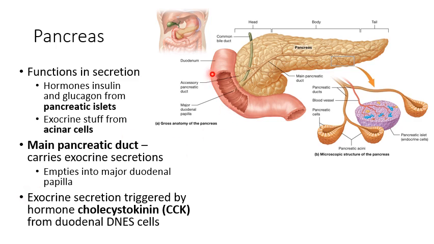So you would have these DNES cells in the small intestine releasing CCK that travels in the blood to the pancreas, and it causes these acinar cells to release their exocrine secretions, which then travel in the pancreatic ducts. Those ducts merge into the main pancreatic duct, which empties into the major duodenal papilla. So now those secretions are released into the small intestine, and the digestive enzymes can begin digesting the food, or the chyme.